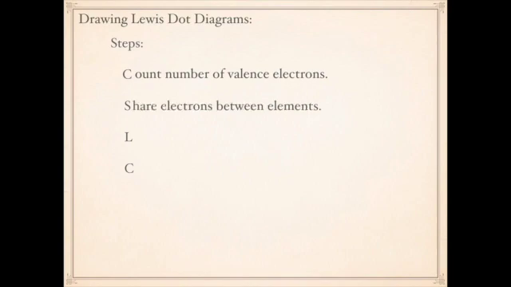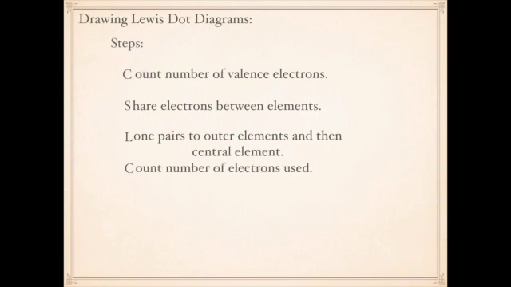Next, you're going to share electrons between elements. Then you're going to add lone pairs to the outer elements and then to the central element, and we'll look at that. And then you're going to count the number of electrons used, and that needs to match the number of valence electrons. If it doesn't, then we have to problem solve, and so we'll get to that in class. So I'm going to show you how to draw the Lewis dot diagram for water and for phosphorus tribromide.